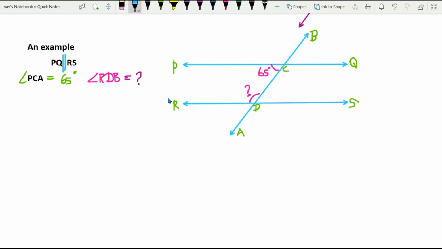Now let us take an example. Here PQ is parallel to RS.